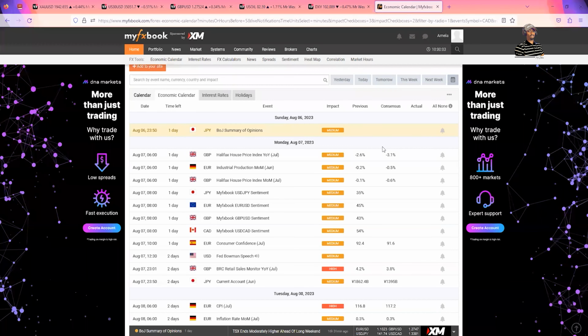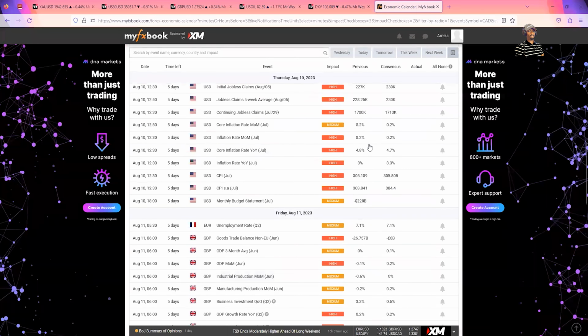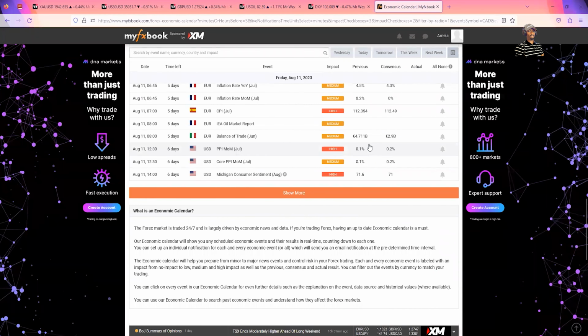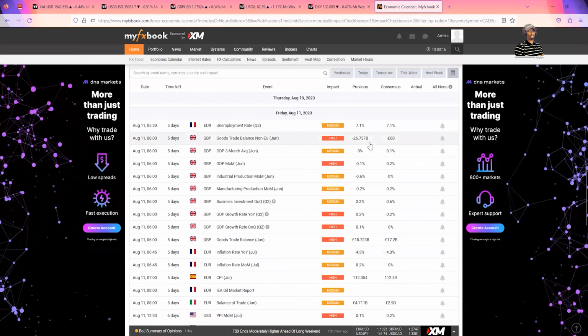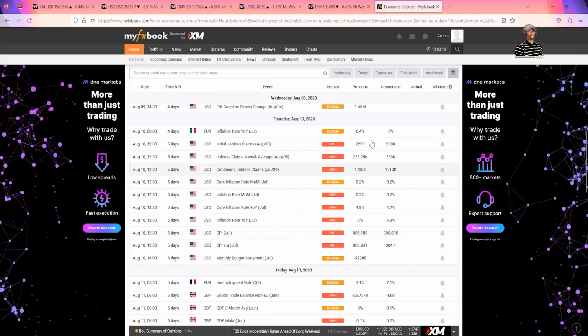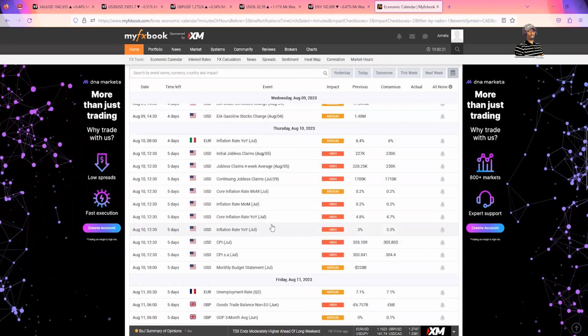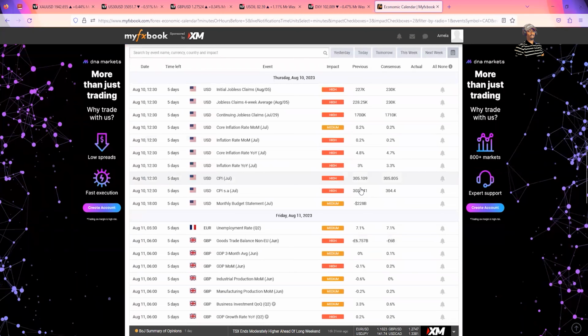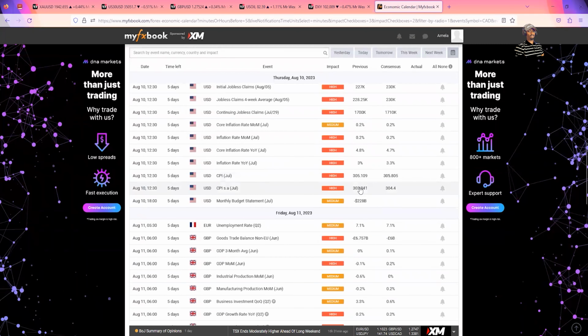So let's quickly look at the fundamentals. This week, we are going to be having CPI, and PPI is also coming up on Friday. So Thursday and Friday are days you really want to pay attention to. Thursday is when we're having lots of red news coming in, the jobless claims. The CPI is the most important one that you should pay attention to. Looking at all this red news coming in, it's going to be massive. You do not want to joke with Thursday.